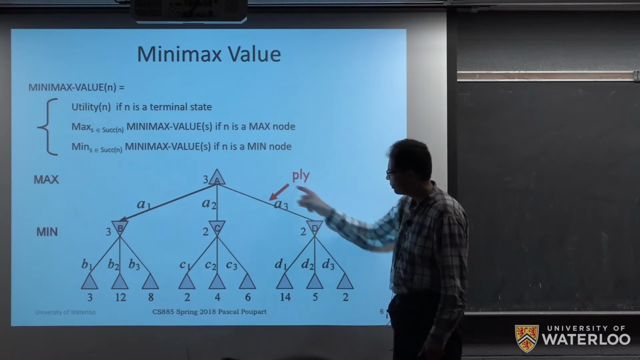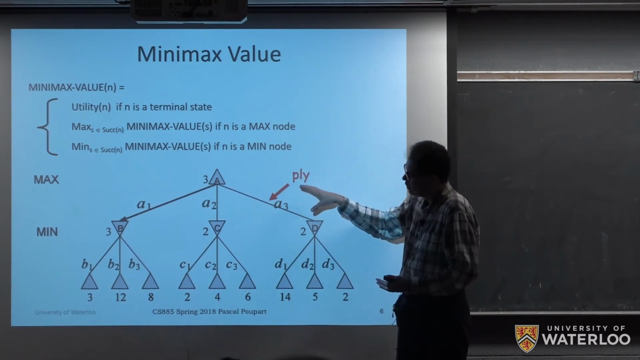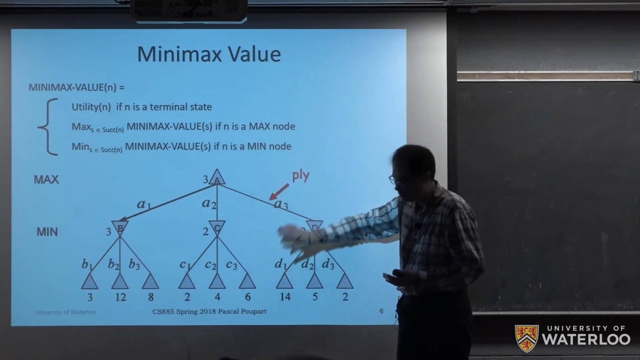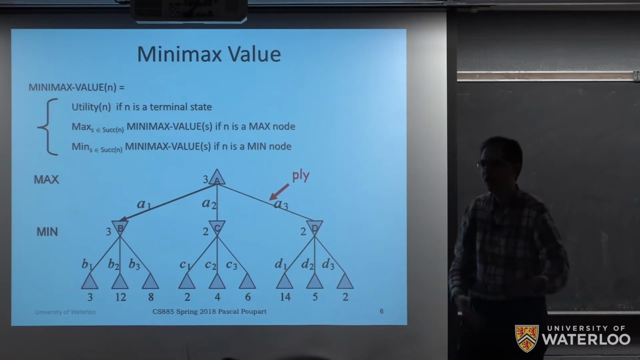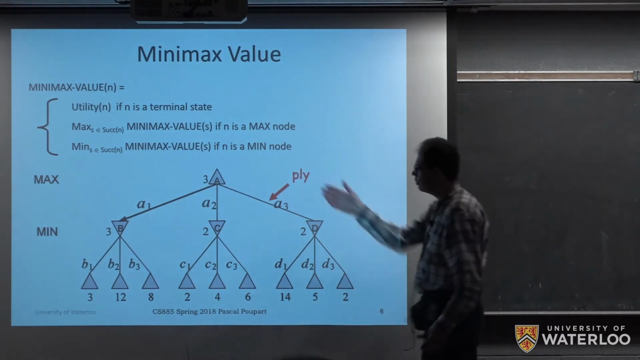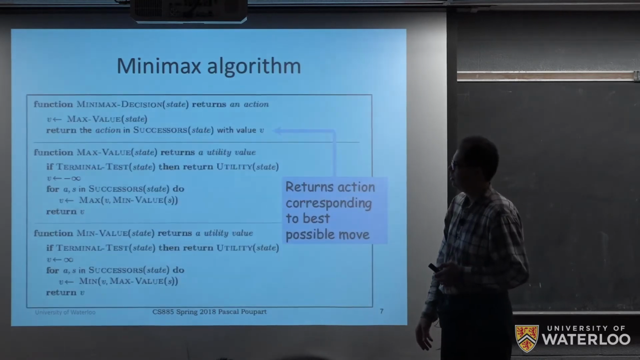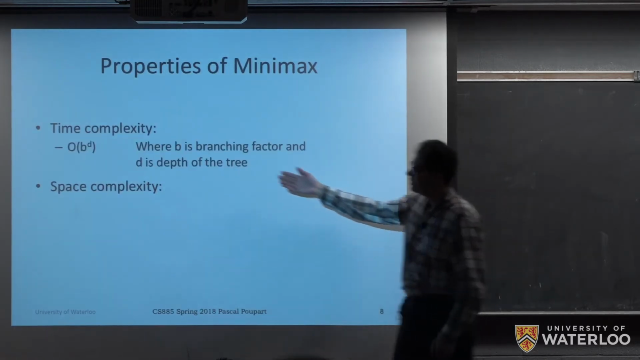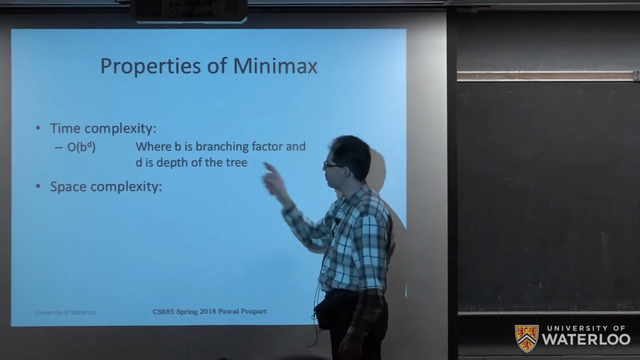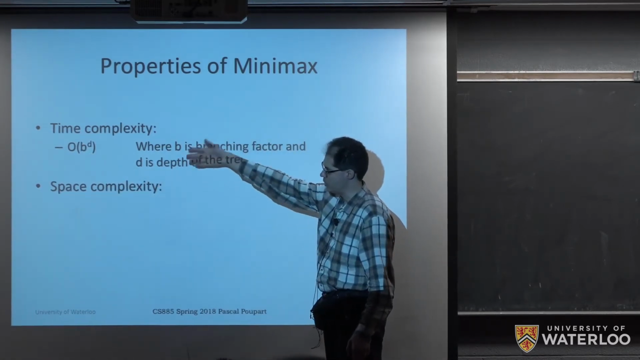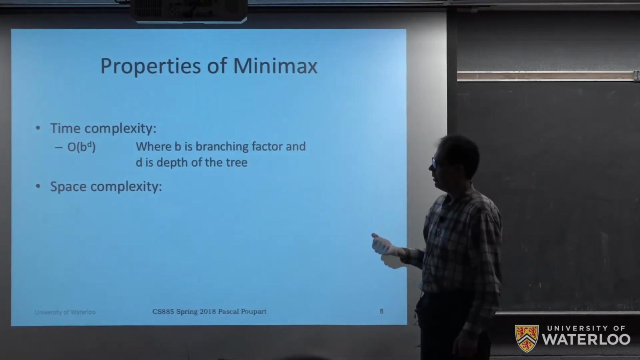Okay, and then in general, we're going to call apply one alternation of one player followed by the next player. Whenever both players take a turn in selecting a move, we're going to call that apply. So the time complexity here is going to be exponential. I'm going to use B for the branching factor, D for the depth, and it's generally exponential in the depth.